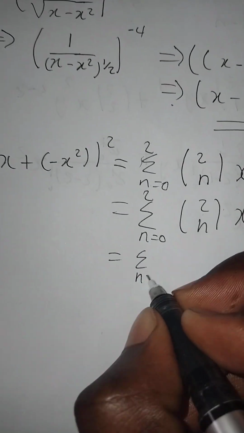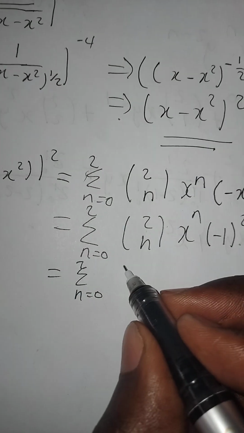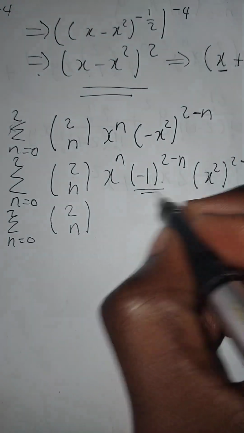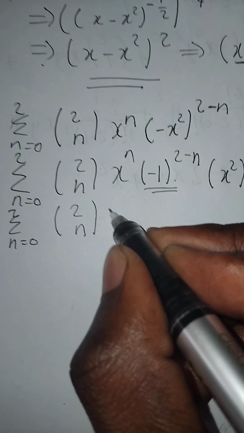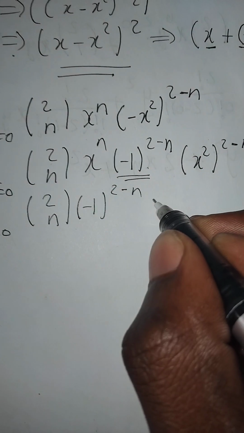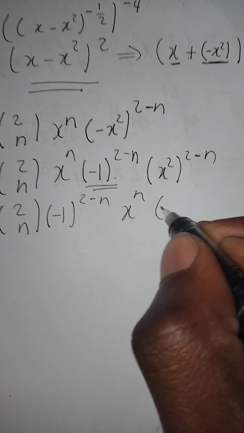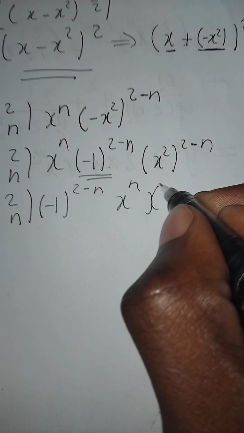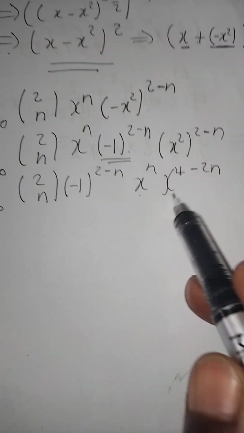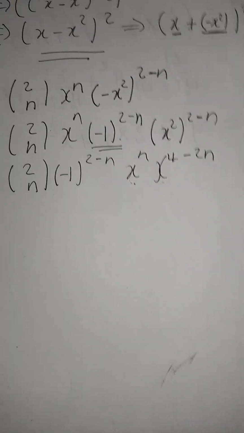We're going to get the summation from n equals 0 up to 2 of 2 combination n, then I'm going to put this here, then minus 1 to the power 2 minus n, then x to the power n, then x to the power 2 by 2, that is 4 minus 2n. Okay, so these two have the same base x. When bases are the same, by the law of exponents, what do we do?